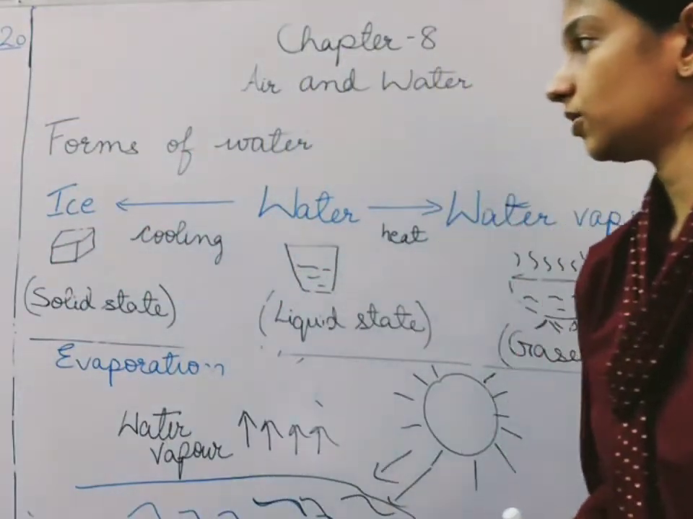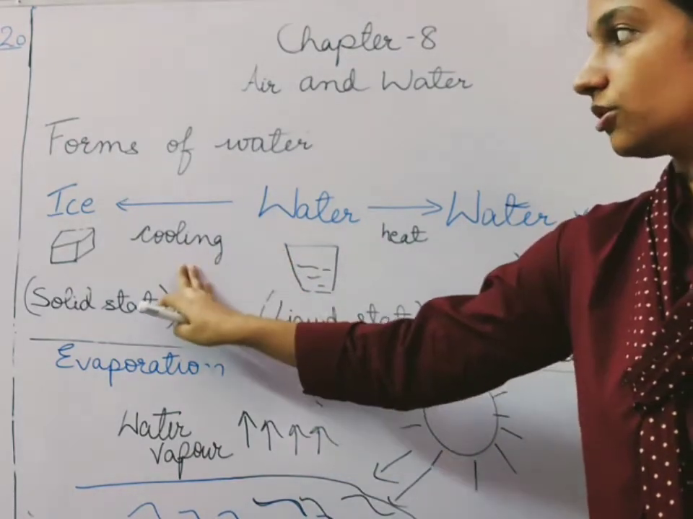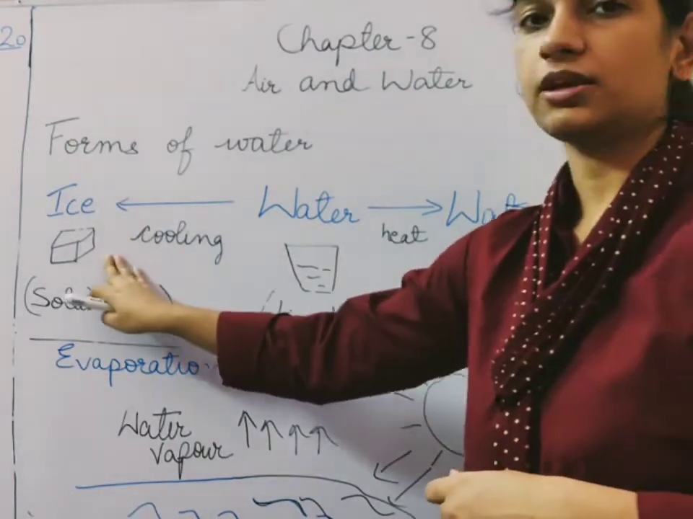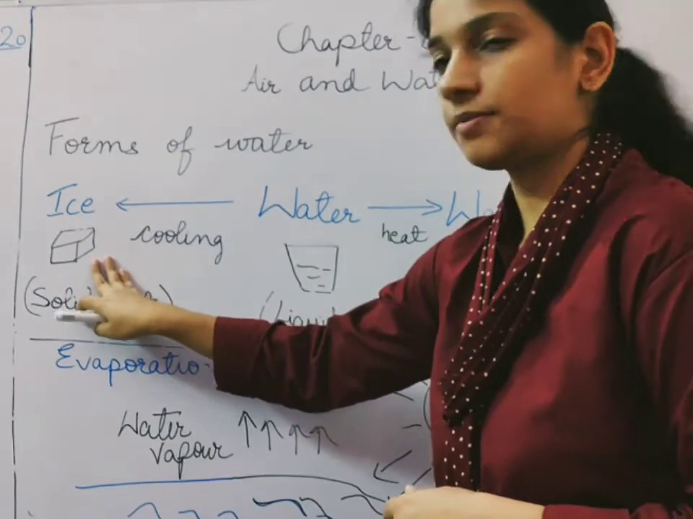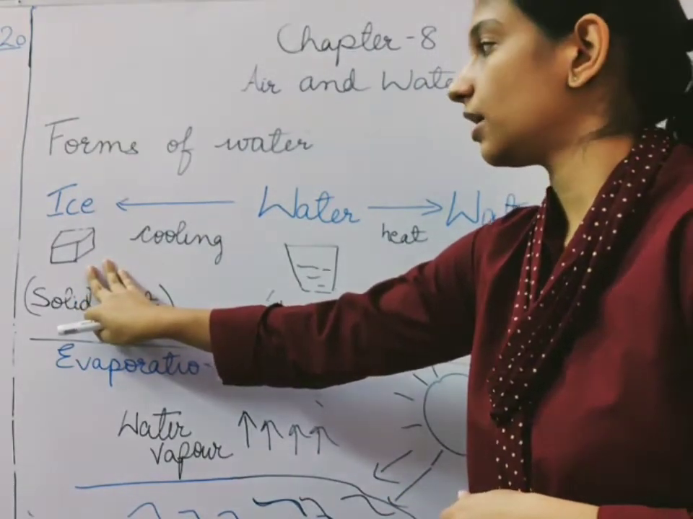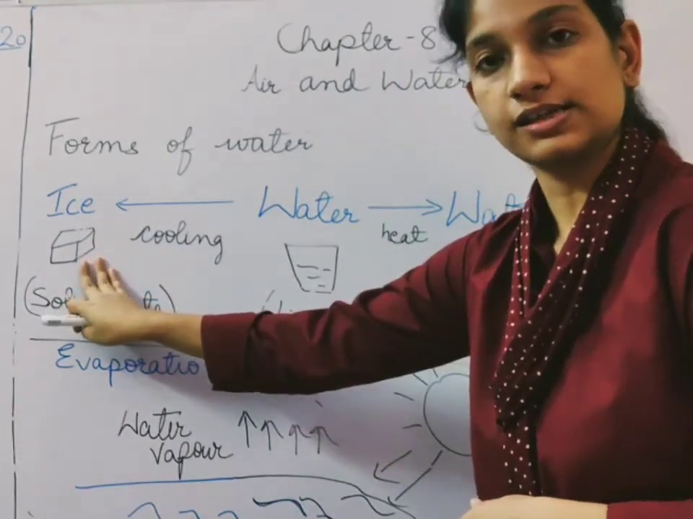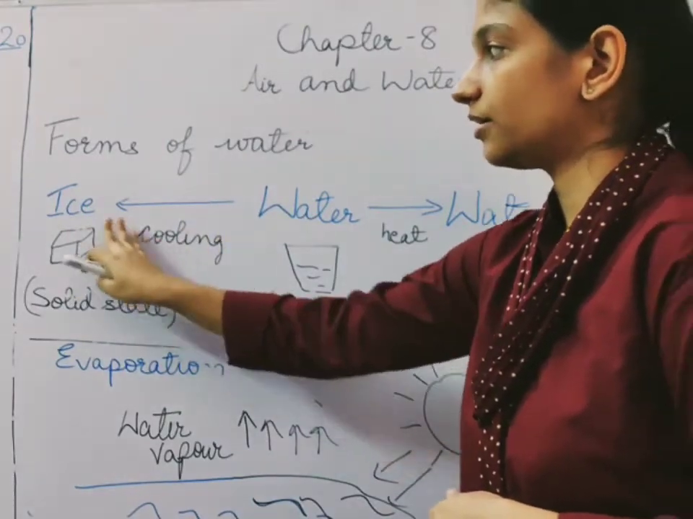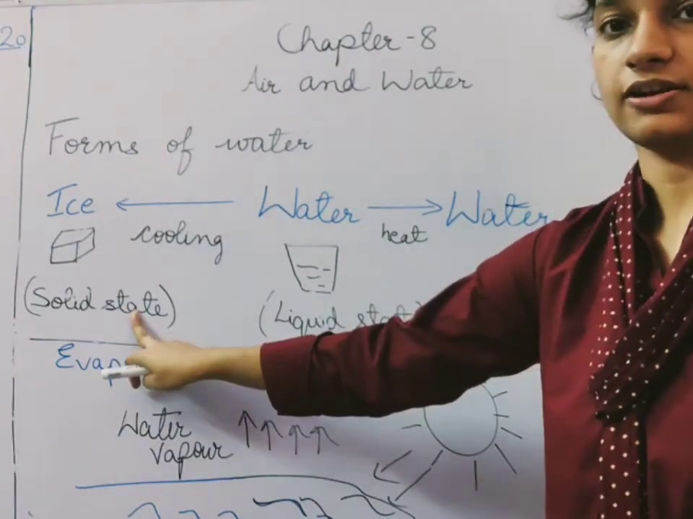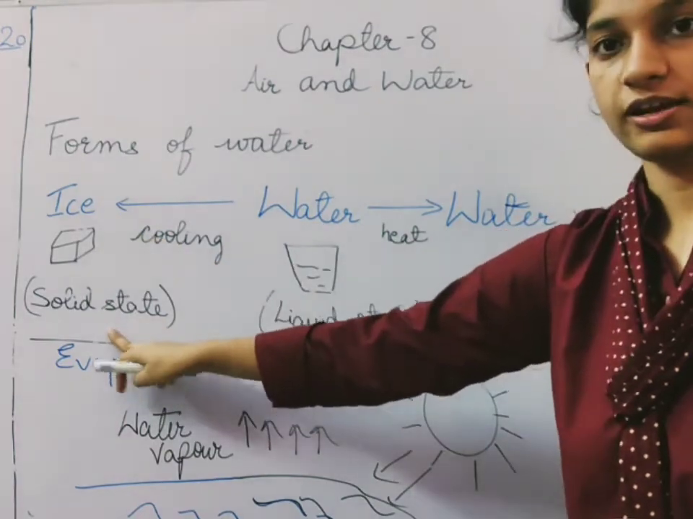Next, if we talk about the other form of water. On cooling, if we take an ice tray, put water in it and put it in the refrigerator, what will we see? After some time, ice will come out. It will be there in the form of ice. So water on cooling takes the form of ice. This is the solid state of water. Ice is the solid state.